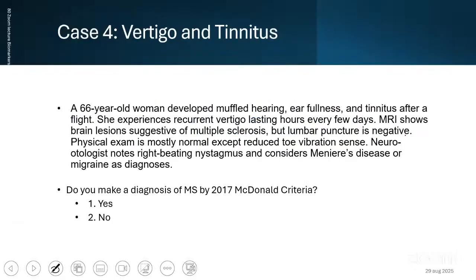The last 2 cases. 66-year-old woman developed a muffled hearing, ear fullness, and tinnitus after flight. She experienced a recurrent vertigo lasting hours every few days. MRI shows brain lesions suggestive of MS, but lumbar puncture is negative. Physical examination is mostly normal, except reduced toe vibration sense. The neurologist who examined her noted the right beating nystagmus and considers Meniere's disease or migraine as diagnosis. Will you make a diagnosis using these criteria?